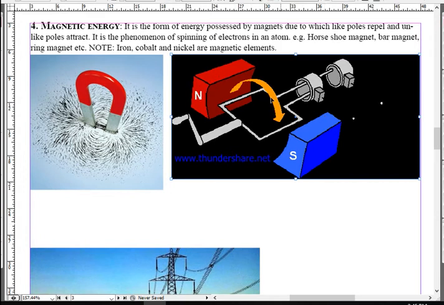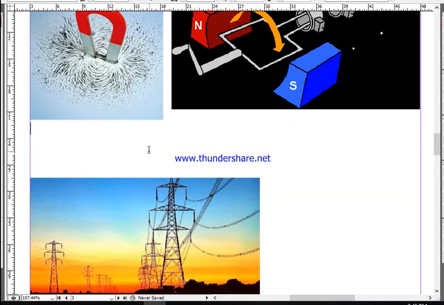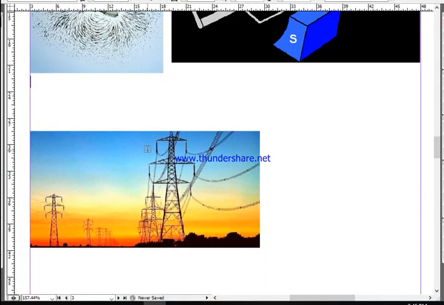Yes, all generators used in our home, in our hydropower station, in windmills, everywhere the generators are used, their basic structure is this. This is the basic structure of all the generators which are used in the world. Now let's go to the next form of energy, number 5. By seeing the picture, you know what I am going to tell you. It is electrical energy.